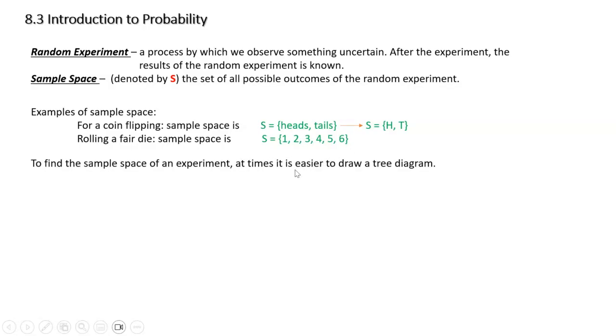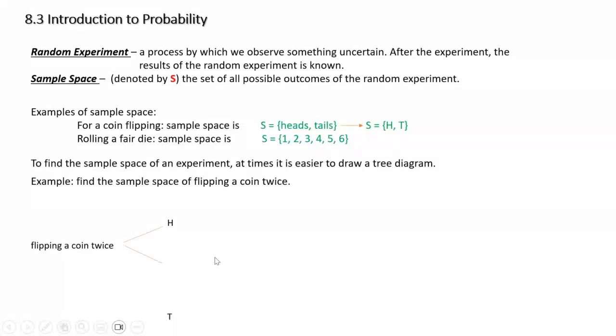Now, to find the sample space of an experiment, at times it's easier to draw a tree diagram. Let me show you what it means. Example: find the sample space of flipping a coin twice. Here's an example of a tree diagram. This is your first flip. It can be either a heads or a tails. After the first flip, your second flip can be a heads or a tails, whether the first was heads or tails. So with a tree, it's easy, guys.